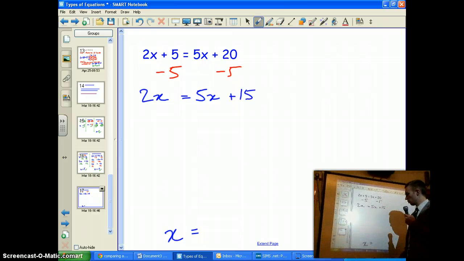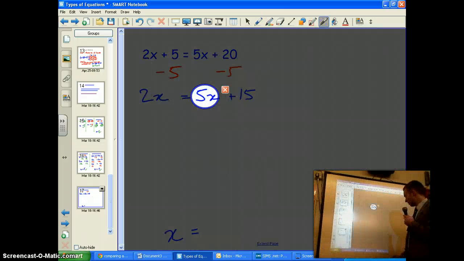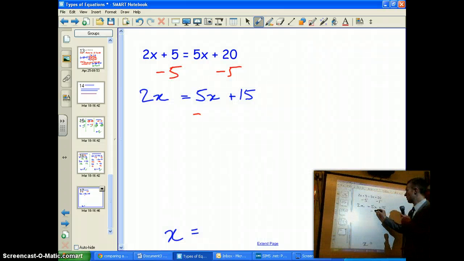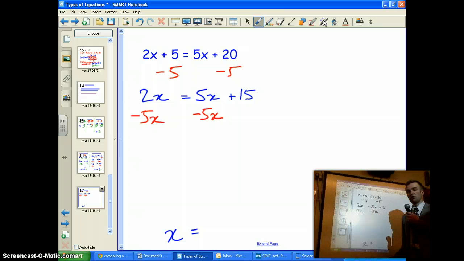Now, what I want to do is get rid of this 5x here. Okay, so I'm going to get rid of 5x. So I'm going to take away 5x from here and take away 5x from here as well. Now this gets a bit trickier. I've got 2x take away 5x. So 2 take away 5 I know gives me minus 3x. And I know that equals 15.